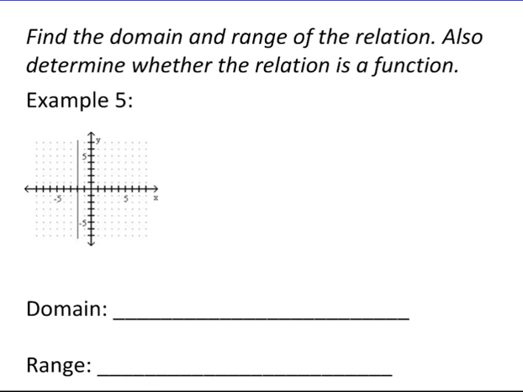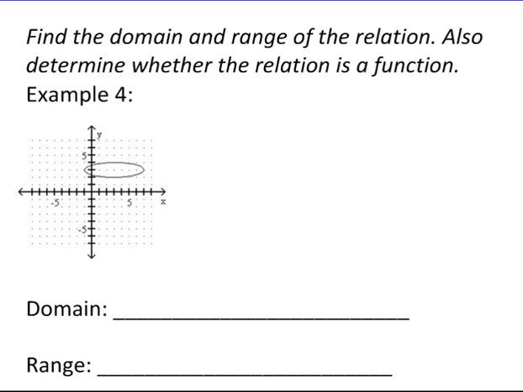Example 4 and example 5. So let's take a look at example 4. Domain, those are the x values. So how far to the left does my graph go? This is the point that's farthest to the left, and that's an x value of negative 1. Like I said, if it's a number, almost always it gets brackets. This is the point that's farthest to the right, and that is at x equals 7. So my domain is going to be negative 1 to 7.